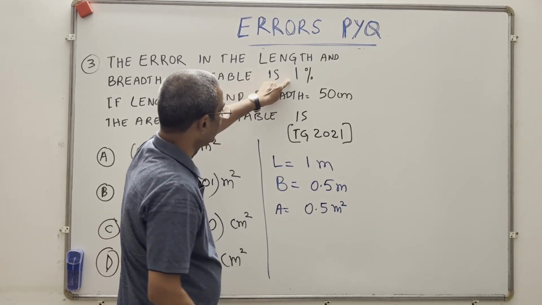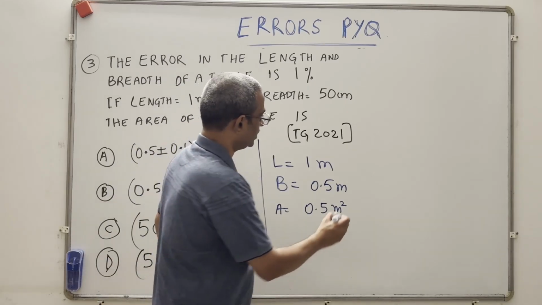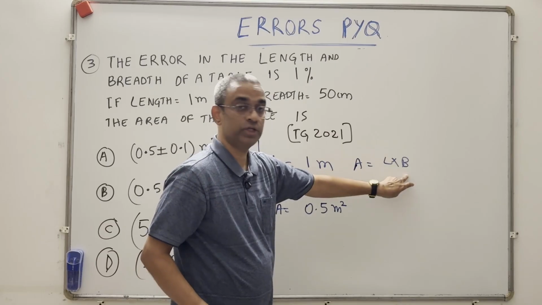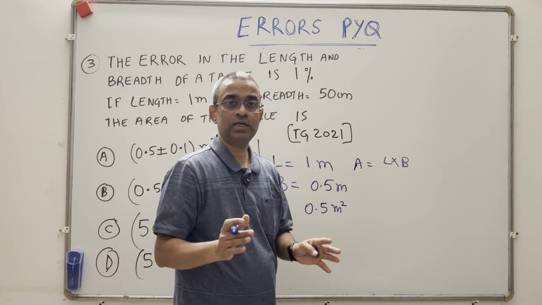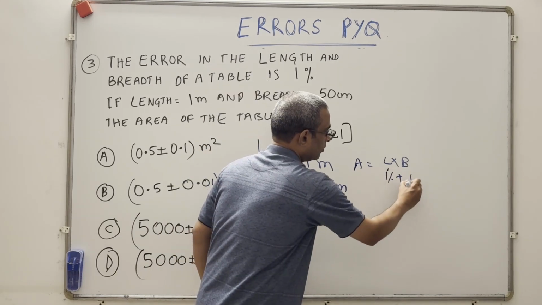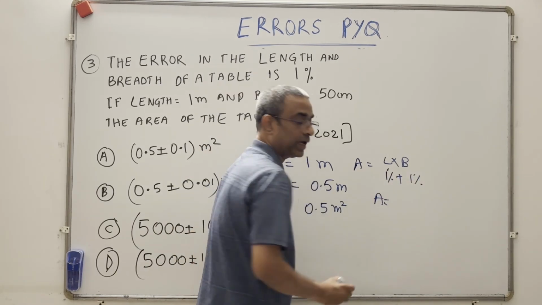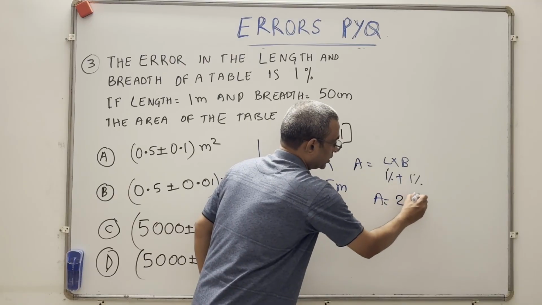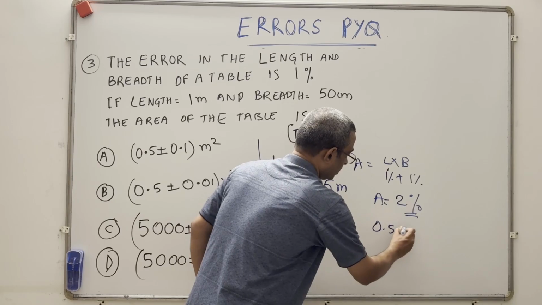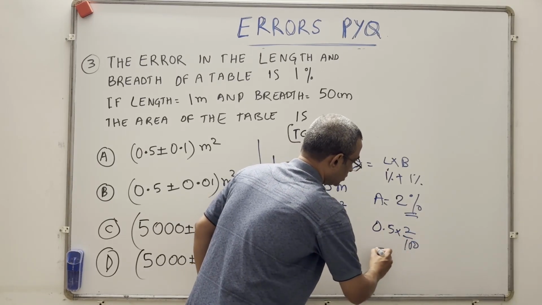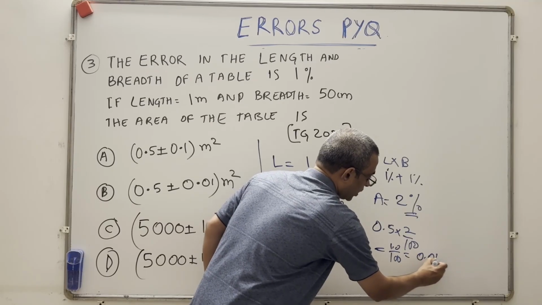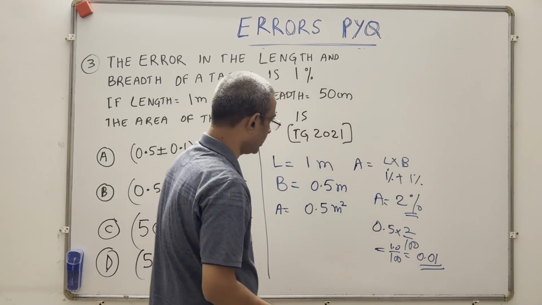Now the error in length is 1% and breadth is 1%. Area is equal to L into B. The percentage of error in L is 1 and B is 1. What happens to the errors when there is a product? The errors get added up. Here the 1% and the 1% get added up, and the error in area will be 2%. So what is 2% of 0.5? So 0.5 into 2 by 100. So that is how much? 1.0 by 100 or 0.01. So this is the error in area.